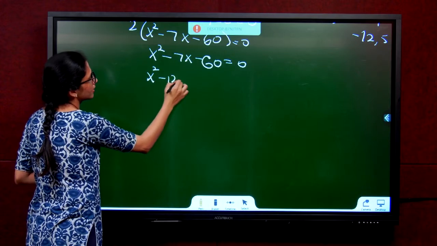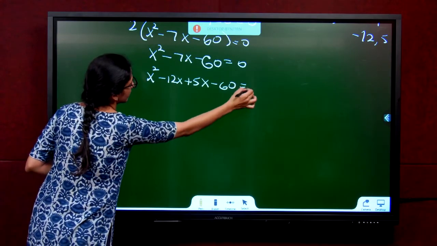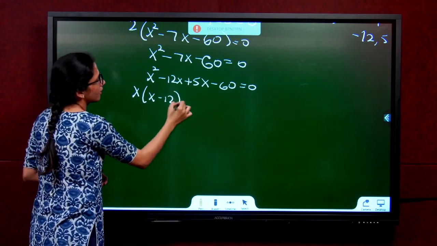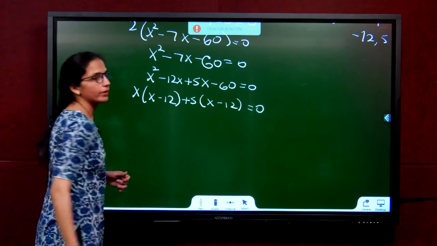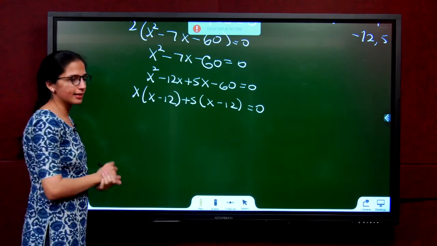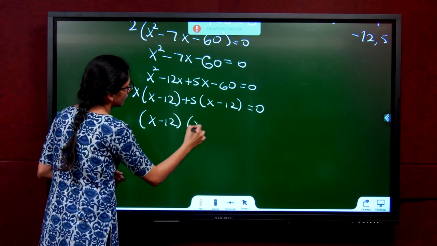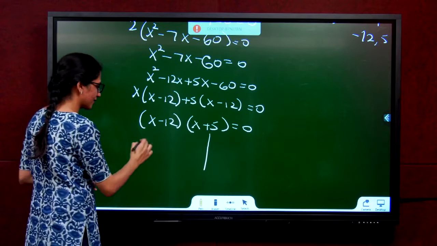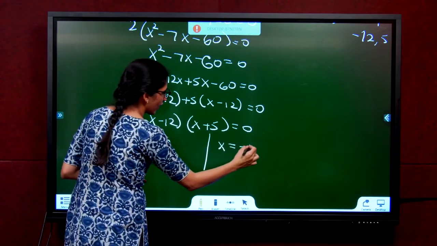So, go ahead and split the terms. x square minus 12x plus 5x minus 60 is 0. x into (x minus 12) plus 5 into (x minus 12) is 0. I hope you understood. I went a little fast. We are already in the last exercise, so you should be able to catch up. (x minus 12) into (x plus 5) is 0. Gives you 2 possible answers, x equals 12 and x equals minus 5.